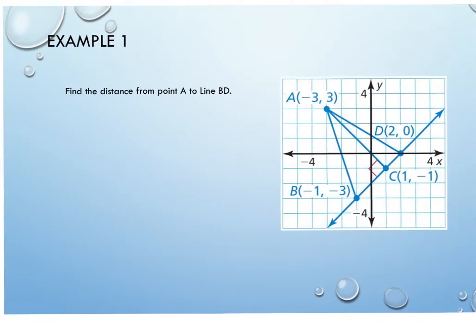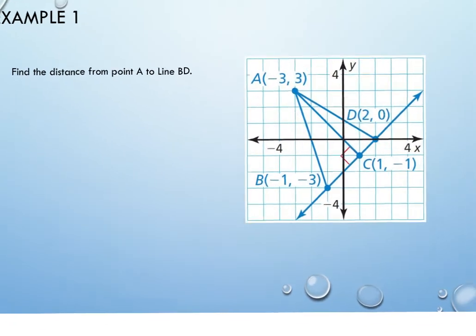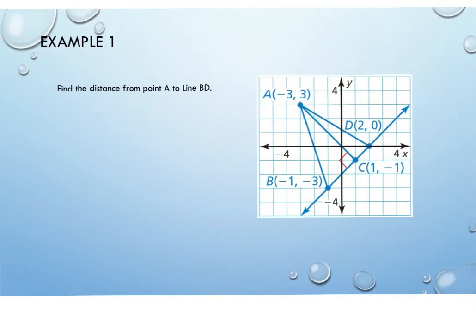Okay, and so we're going to do an example. Example 1, find the distance between point A to line BD. So obviously point A is up here. And now, in order to find the distance between A and the line BD, which is this one right here, we have to find which segment makes a 90-degree angle with the line AD. And that's this segment right here. So AC is the distance we are looking for. So AC, we want to find the measure of line segment AC.